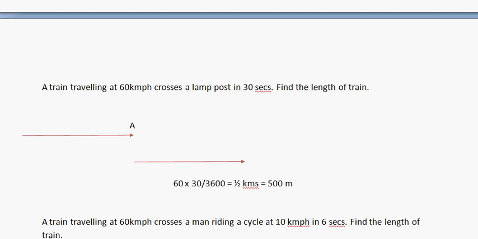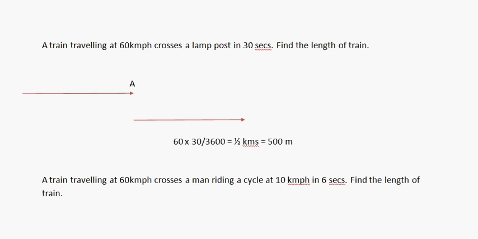So these are the concepts of train questions, right? Now if we amalgamate the concept of train questions with relative speed, how do we do it? It says a train traveling at 60 km per hour crosses a man riding a bicycle at 10 kilometers per hour in 60 seconds. Both the man and the train are traveling in the same direction. The speed of the train is 60, the speed of the man is 10. Relative speed would be 50, so S_rel would be 50.